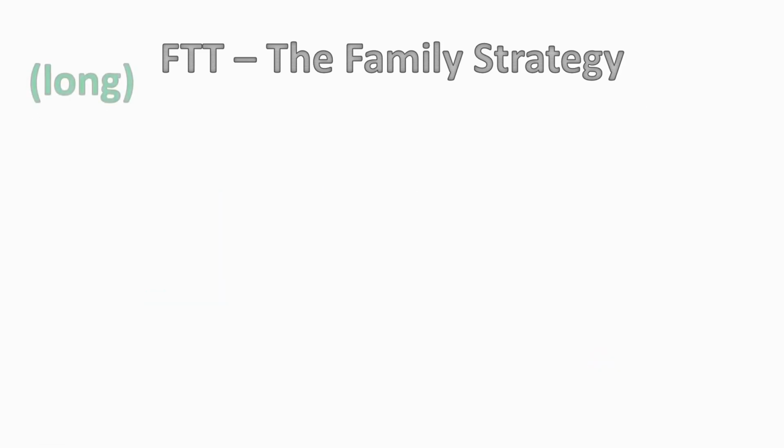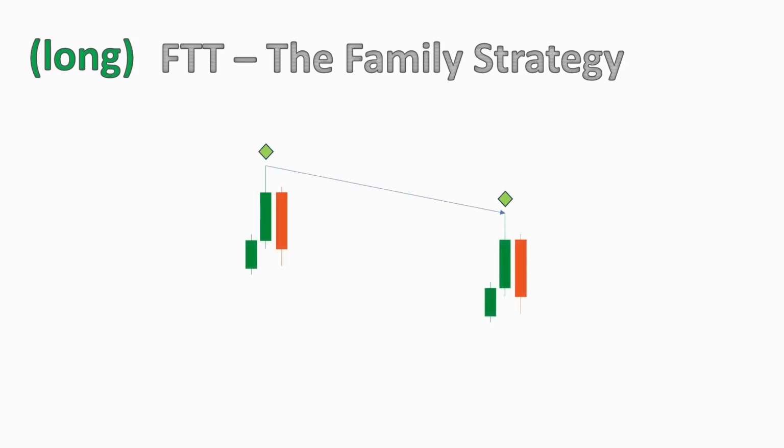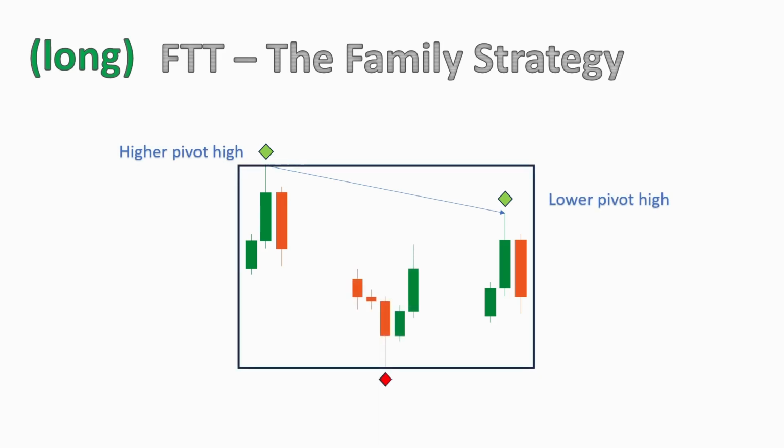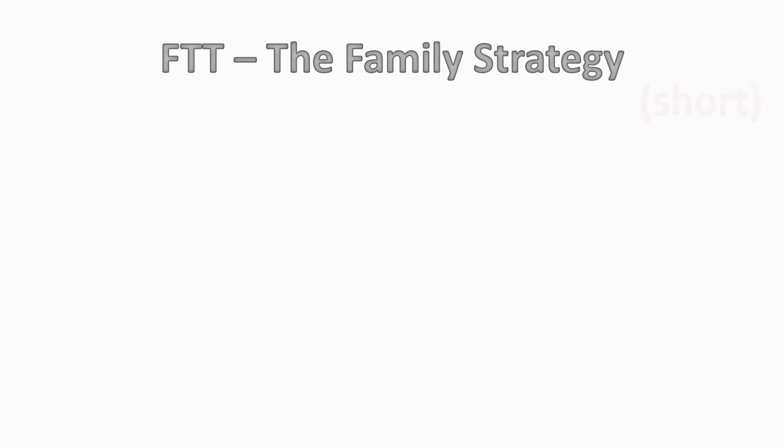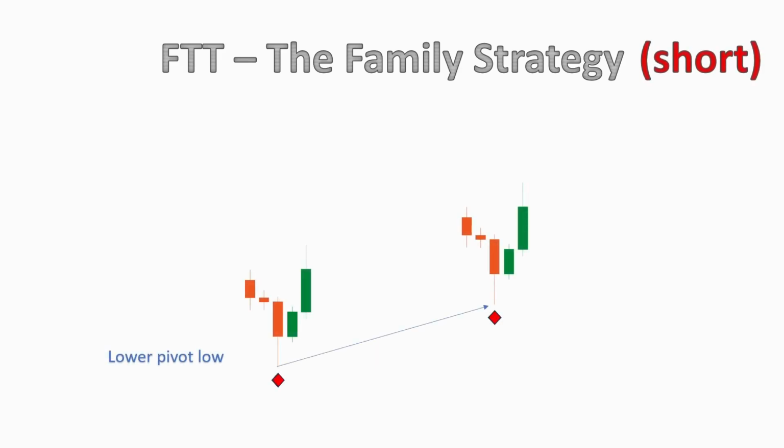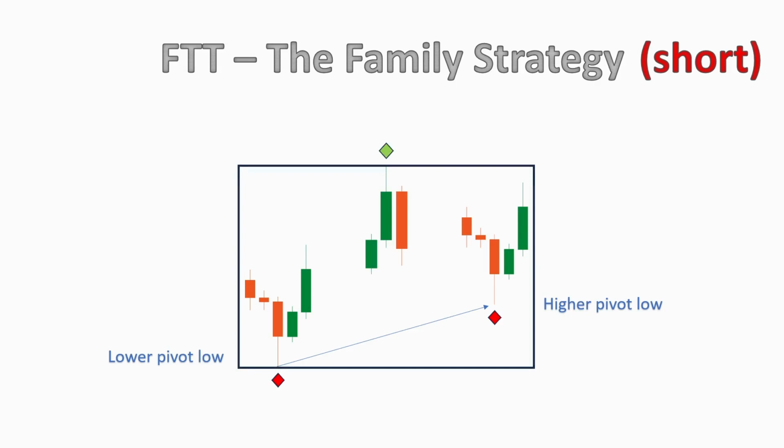When trading in the long direction, the strategy looks for 2 consecutive pivot highs, with the last pivot high placed at a lower price. When found, a house pattern appears, represented by a rectangle drawn around both pivots and the lowest low found between these 2 pivots. When trading in the short direction, the strategy looks for 2 consecutive pivot lows, with the last pivot low placed at a higher price. When found, a house pattern appears, represented by a rectangle drawn around both pivots and the highest high found between these 2 pivots.